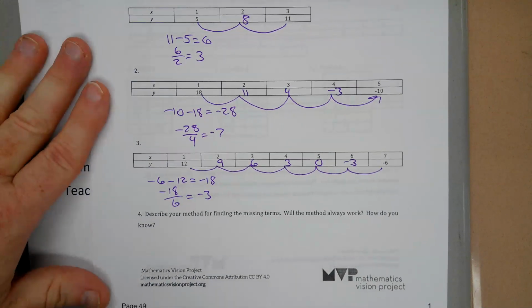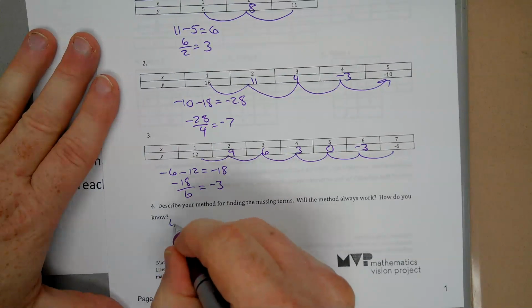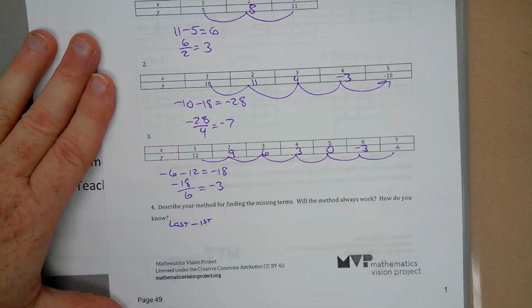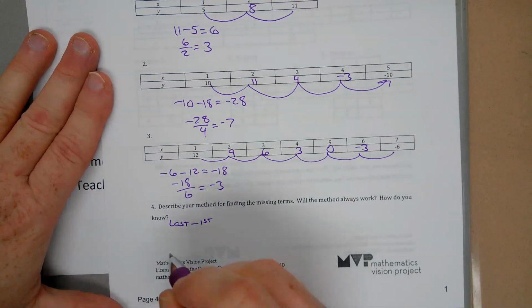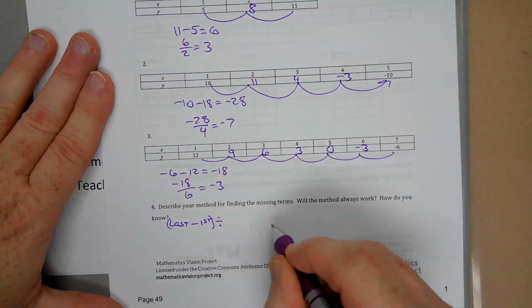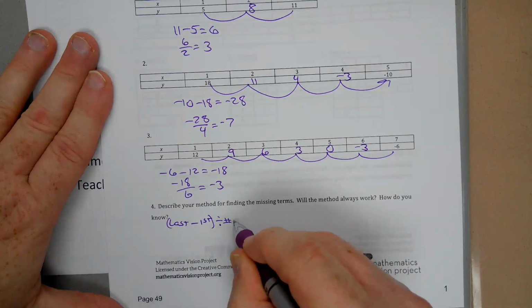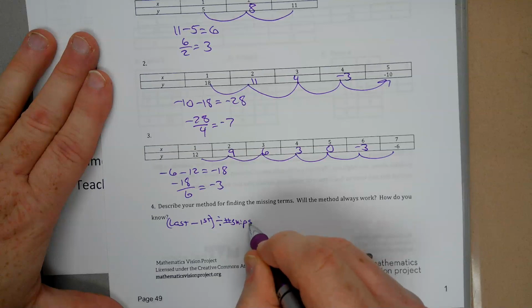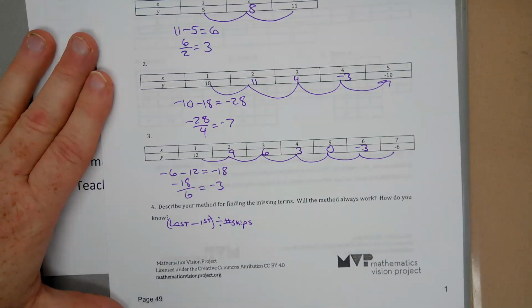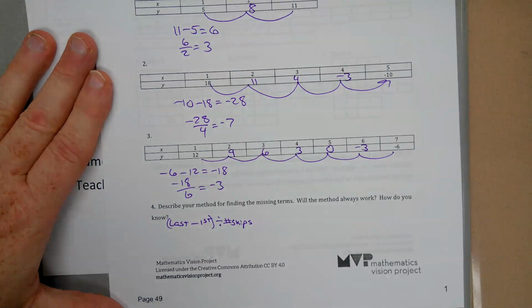Okay, so describe our method. Last minus the first, and then divide by the number of skips. And will it always work? Well, it's been working so far.